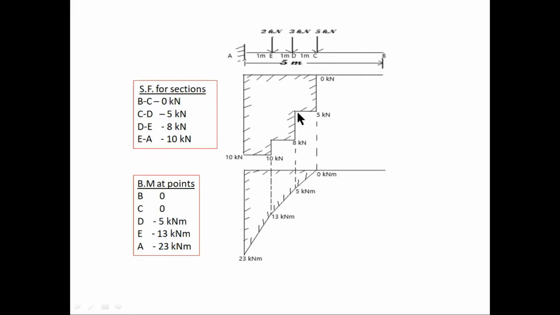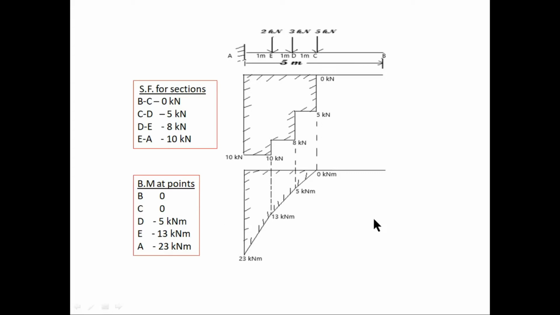And then at point D, 3 kN gets added. So it comes to 8 kN over here. And it continues up to this point E. So till here it is 8 kN. And after that, because of this 2 kN, it comes to 10 kN over here at this point E, and it continues till the fixed end A. So up till the fixed end A, it remains 10 kN. So this is our SF diagram.